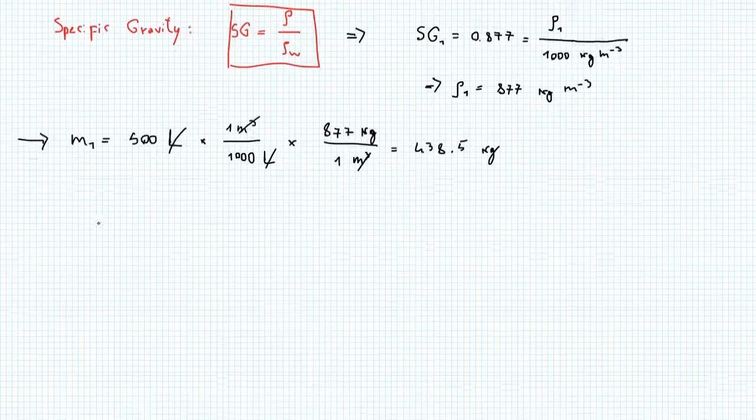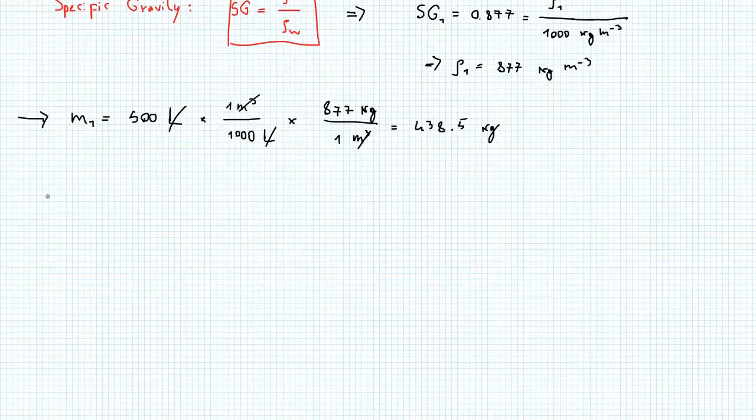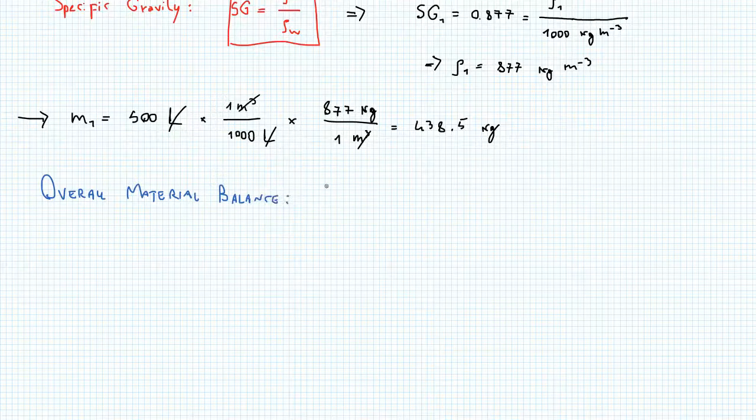Now we can make use of the material balances to find M2. So let's start with an overall material balance. This looks at the total amount of material per stream. So M1 and M2 and M3, where M1 plus M2 equals M3. Input equals output. Material is always conserved, mass.